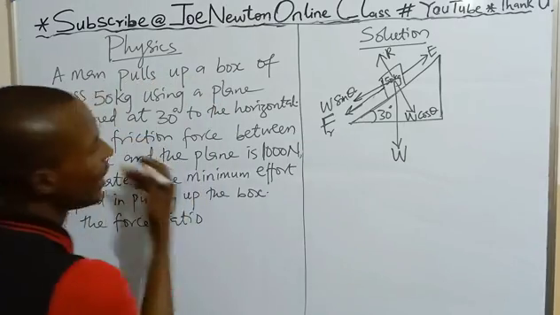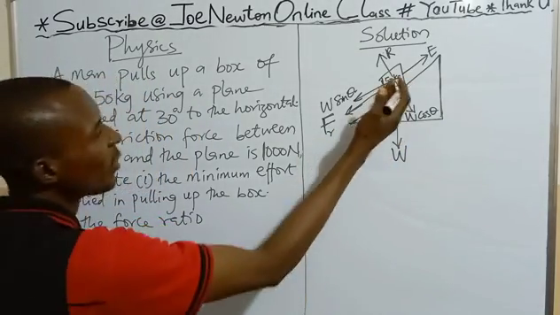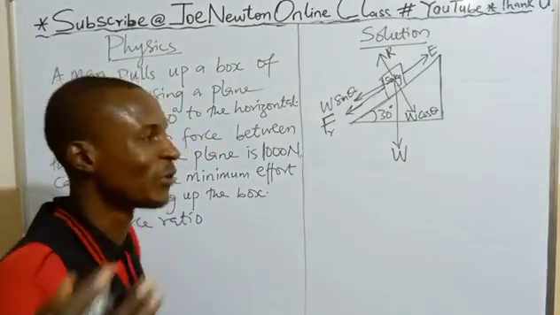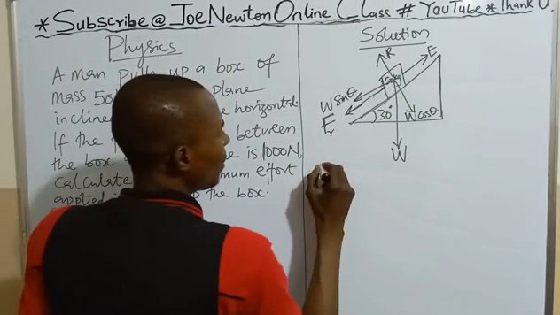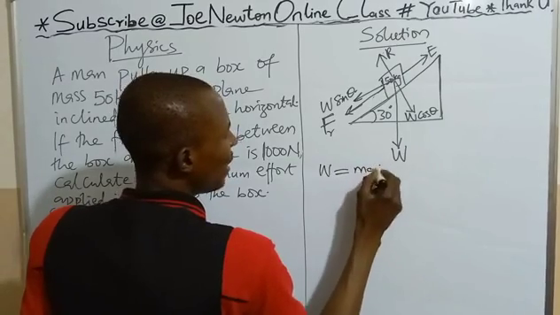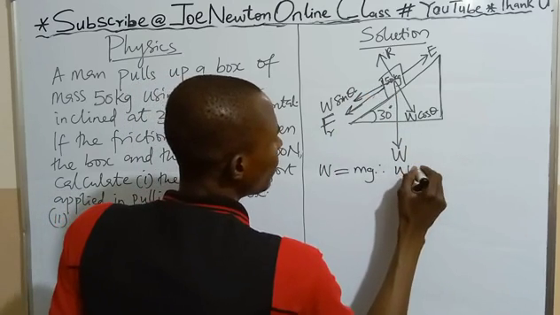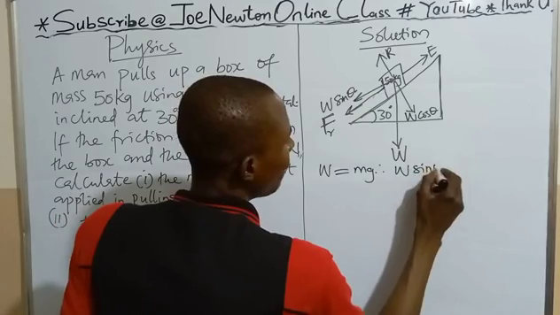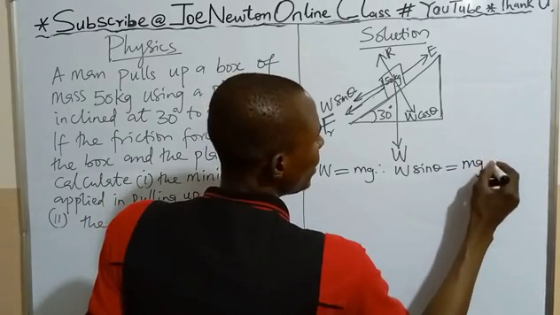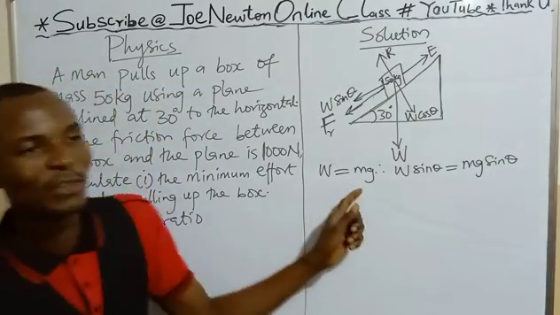We now go to question I. Recall that the mass of the body is given in kilogram, so we have to change it to Newton first, that is weight. We should recall that weight equals mg. Therefore, our W sine theta will now be mg sine theta. We take note of this first.